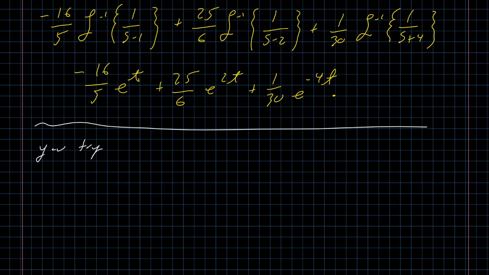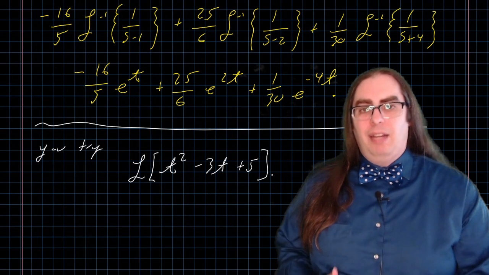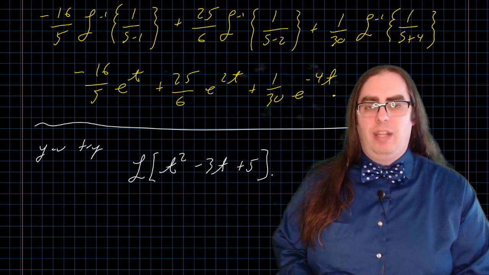I'd like you to try something in the forward direction, not in the reverse direction. I'd like you to take the Laplace transform of t squared minus 3t plus 5. Definitely easier than the last one we went through. But again, make life easier on yourself. Use the linearity and the table of Laplace transforms. Do not try to set this up as an integral.